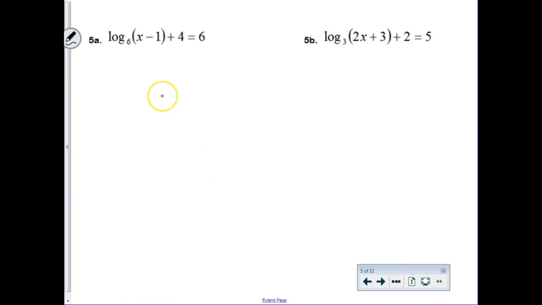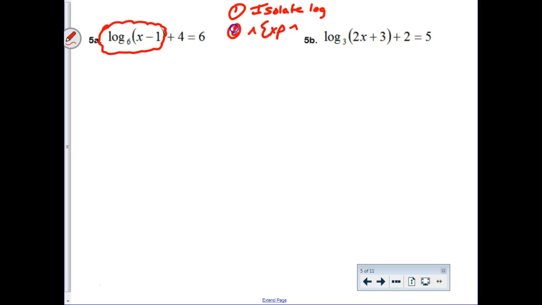Let's look at 5a. So this is why I really wanted you guys to focus on why you were canceling out the 3 with a log base 3, because this question is not set up that same way. So the first thing we're going to have to do is isolate the logarithm before we worry about any exponentiation. So isolate the log, and then you're going to be able to exponentiate. So exponentiation is not yet. We're going to subtract 4 first. And that gives us log base 6 of x minus 1 equals 2.